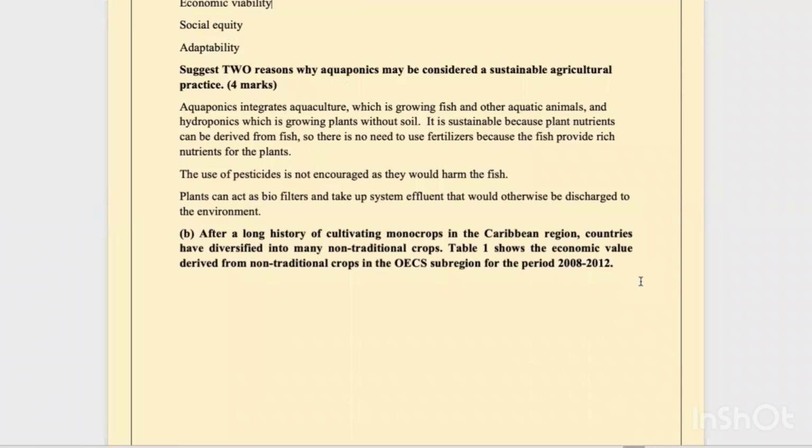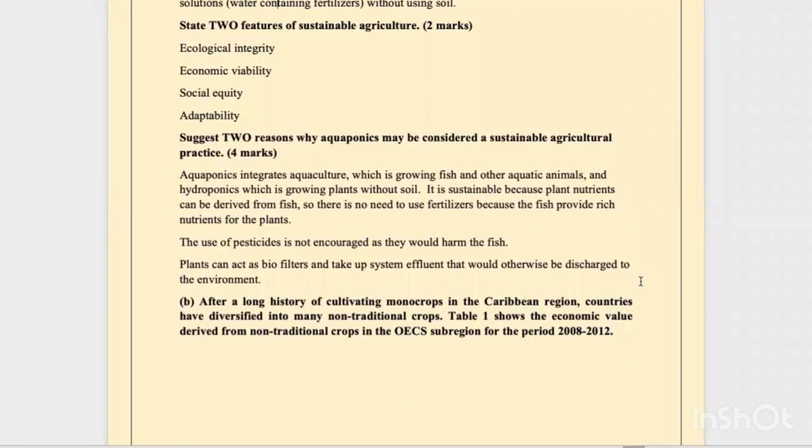Next, suggest 2 reasons why aquaponics may be considered a sustainable agricultural practice. So to understand why it is a sustainable agricultural practice, you must know what aquaponics involves. So recall, aquaponics integrates aquaculture, which is the growing of fish and other aquatic animals, with hydroponics, which is the growing of plants without soil.